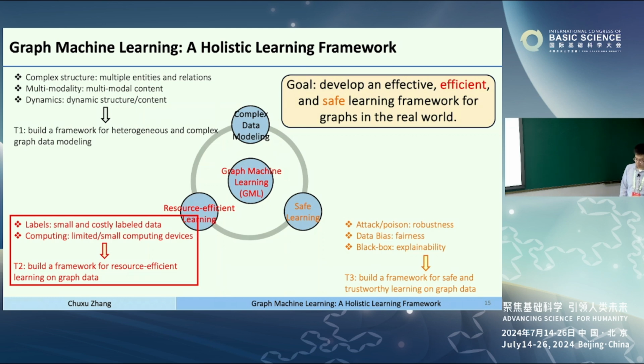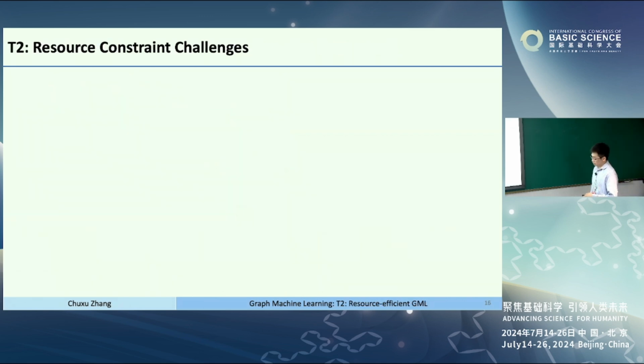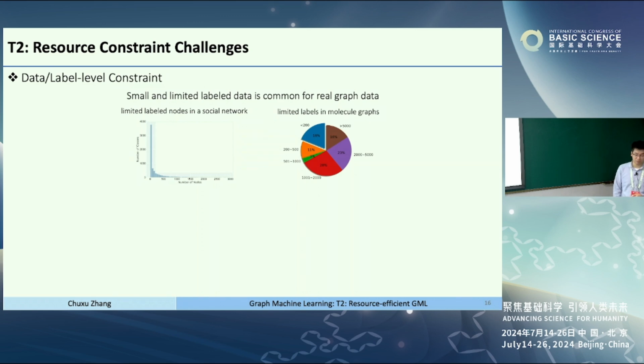Then for task two, I spent some time on improving the efficiency of building graph machine learning models. When we talk about resource constraint challenges, there are two major ones that I work on. The first one is the data label level constraint. Collecting labeled data is usually a challenge and resource consuming. Here, these two figures show the label distribution of a social network. It's obviously a long tail distribution, which means a lot of nodes don't have labels. And another is about limited labels in molecular graphs. We find that this is a molecular net data, a very popular public benchmark molecular dataset.